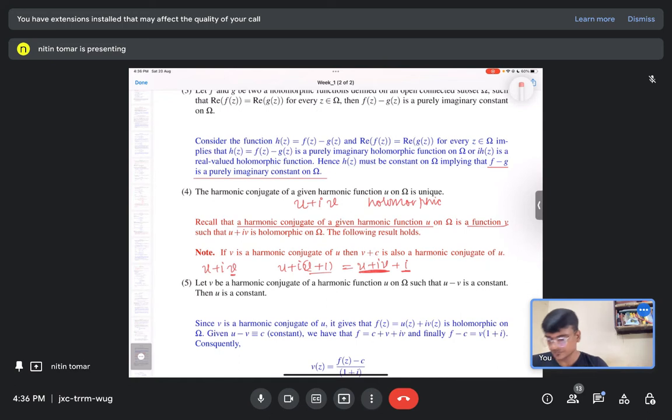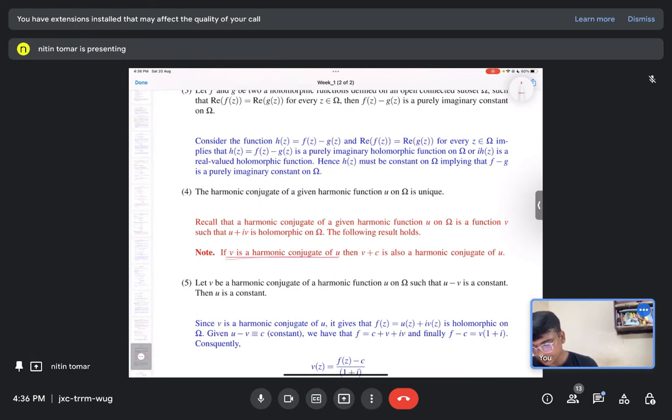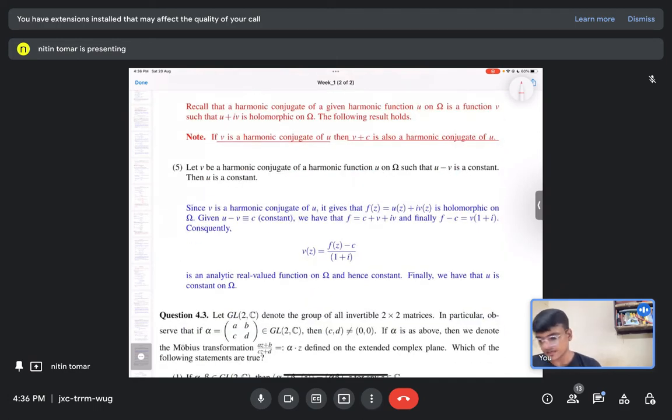Is this clear? So what I want to say, if V is a harmonic conjugate of U, then V plus C is also a harmonic conjugate of U. So by no chance are they unique. Now the second result addresses that: if V is a harmonic conjugate of a harmonic function U, and U minus V is constant. So you have a harmonic function U, and then we have V as its harmonic conjugate.